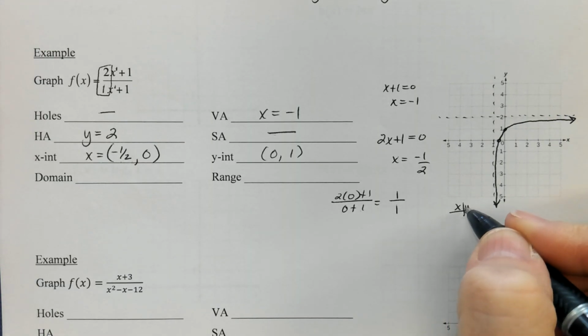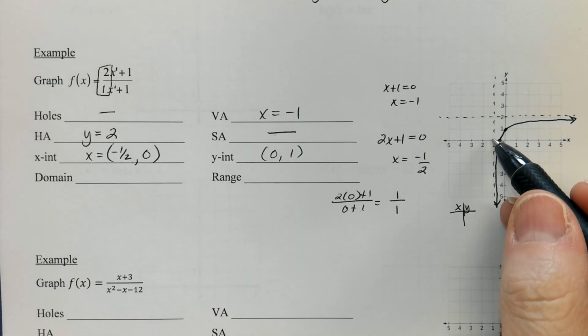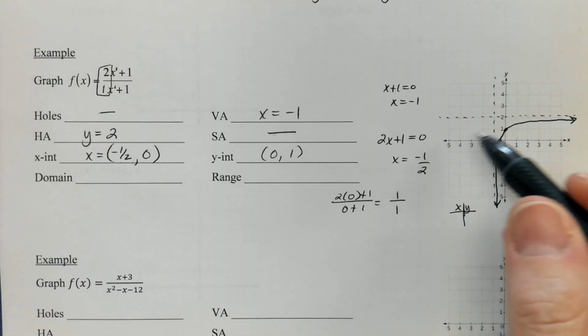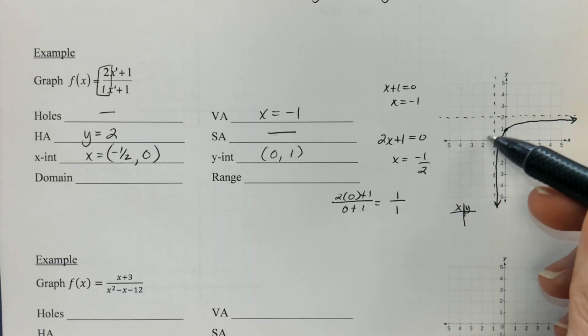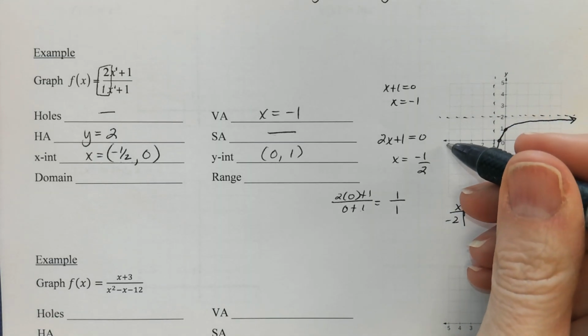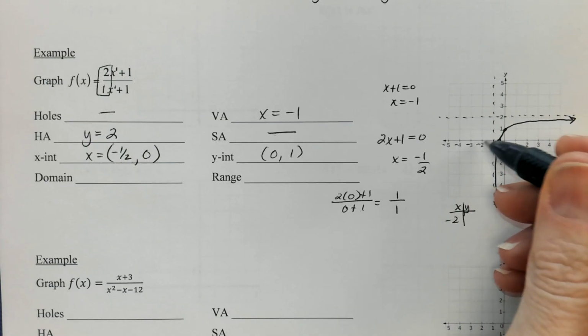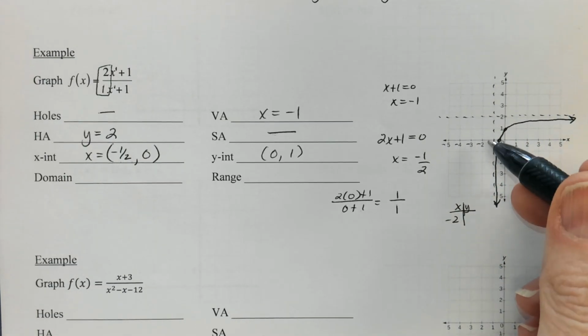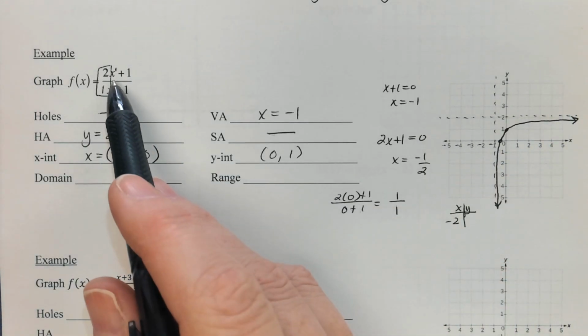What that means is you're just going to make a mini XY chart. We only need one value. We just need something on this side of the asymptote. So I'm just going to pick -2. Sorry, those negatives didn't copy very well. Those are all negatives.